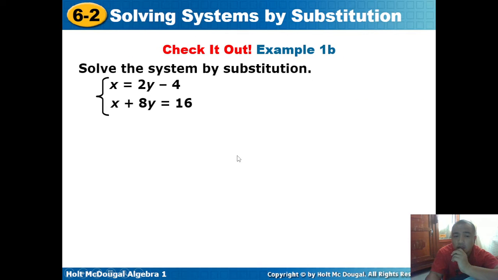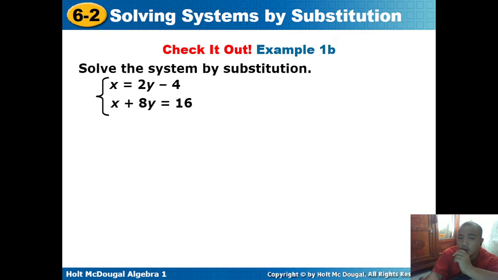Negative 2, 1. Okay, you will do the checking. But always in solving systems, checking is the last step. Next, check it out. Solve the system by substitution.